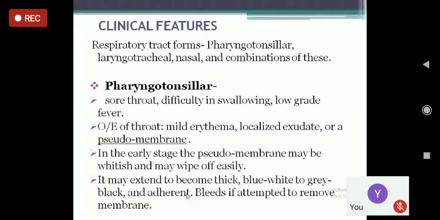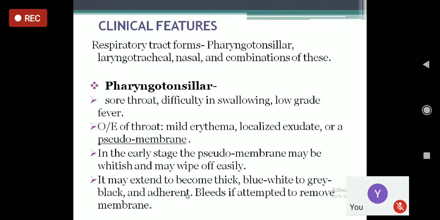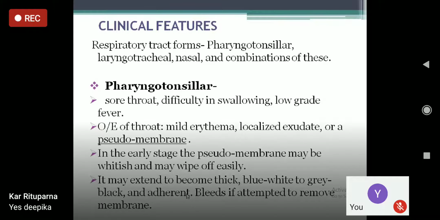Then, on examination of the throat, when you ask the child to open the mouth, you will see mild erythema. Erythema is redness of the mucous membrane. During pharyngitis and tonsillitis, if you ask your friend to open his or her mouth, you will see that the pharyngeal wall and tonsil are all congested, red, erythema. That is erythema, because of the dilatation of the superficial capillaries. So that part will look red.